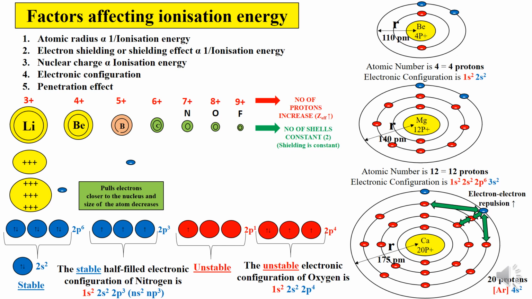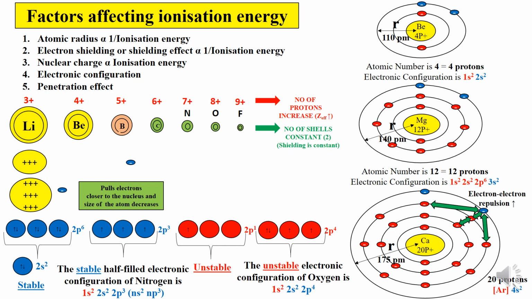So let me simplify this explanation by comparing the size of the lithium atom with the fluorine atom. In case of lithium atom, you find 3 protons in the nucleus, and because of Coulombic force, it attracts the outermost valence electron closer to the nucleus.